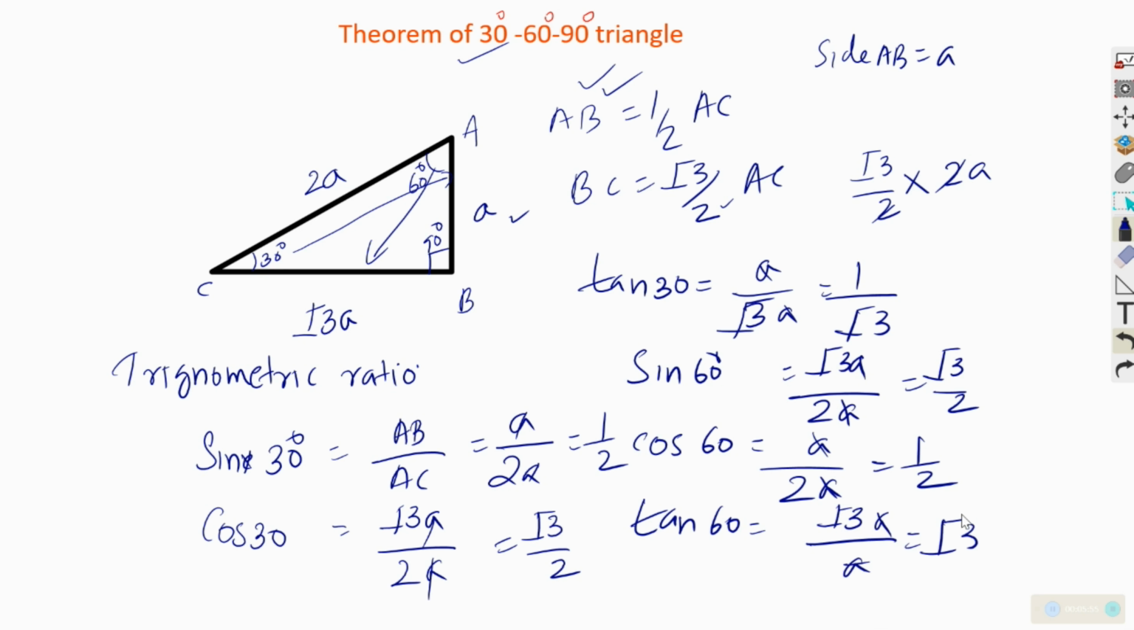We got, in a 30, 60, 90 degree triangle, the trigonometric ratios: sine 30 is equal to half, cos 30 is equal to root 3 upon 2, sine 60 is equal to root 3 upon 2, tan 30 is equal to 1 upon root 3, tan 60 is equal to root 3. We got all these answers. Understood? And this is applicable to a 30, 60, 90 degree triangle. This trigonometry will be helping us to fix the ratios or the size of the sides of a right angled triangle. Understood?